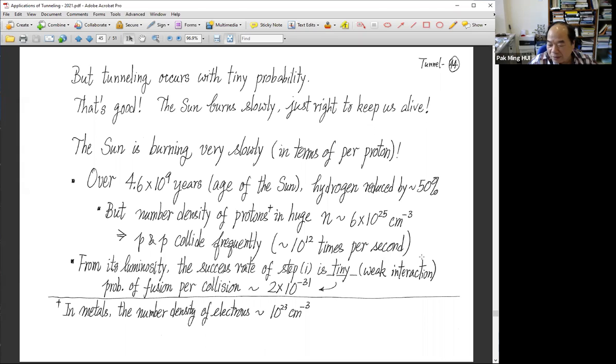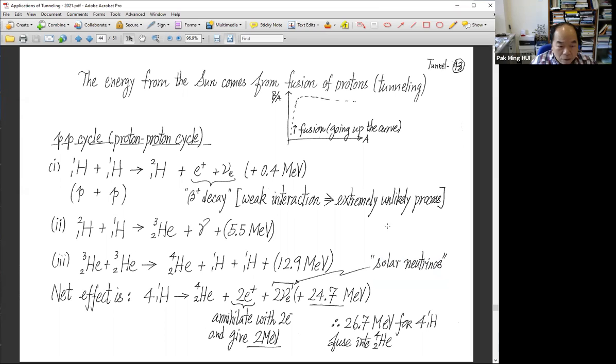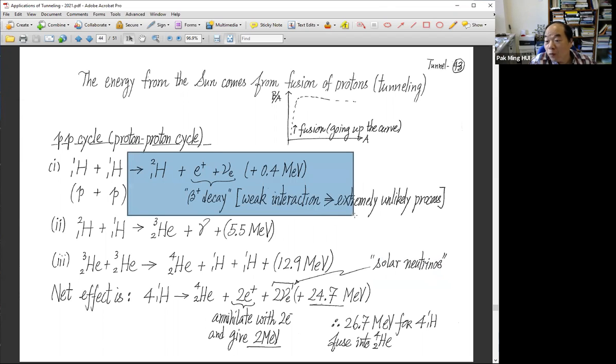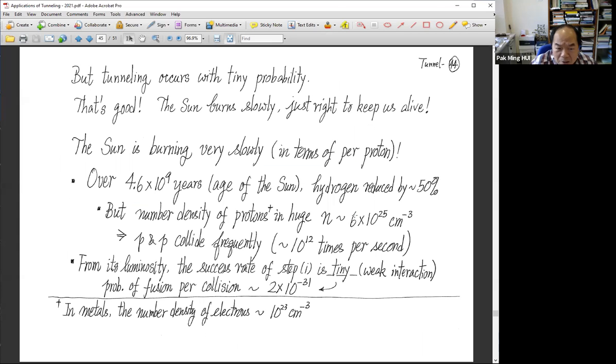So I mentioned that it burns very slowly because the first process is slow. But maybe we are enjoying the benefit of weak interaction. After all, if it burns too quickly, we may be too hot to live. Okay, so somehow weak interactions start the process.